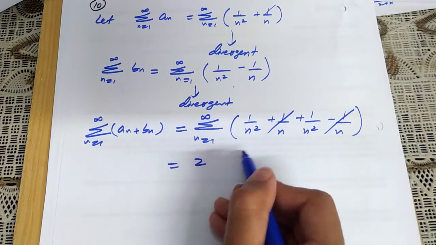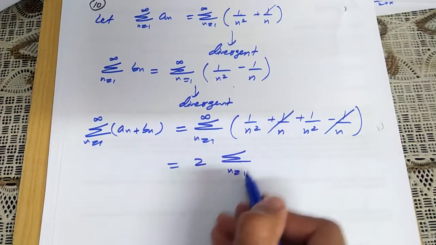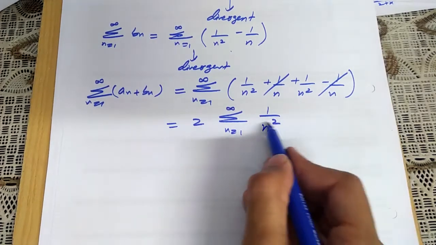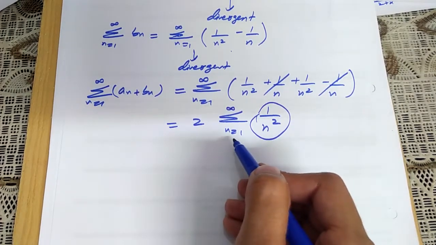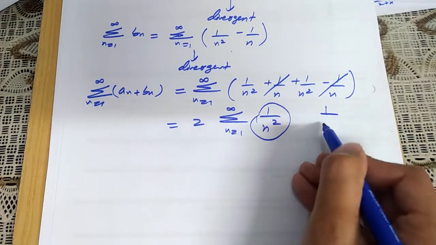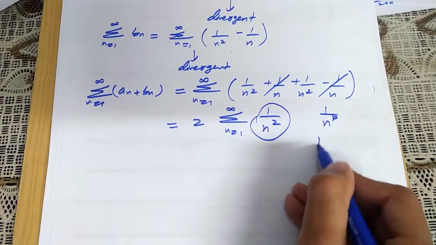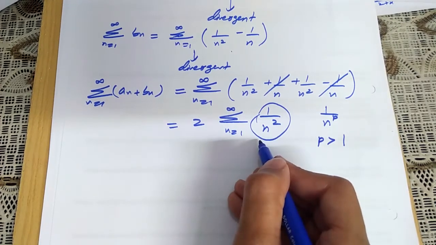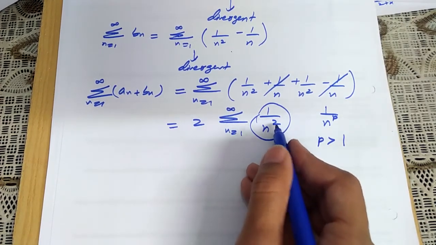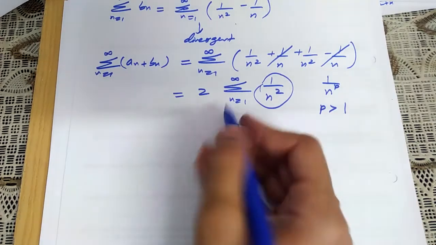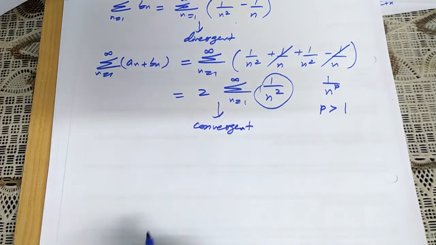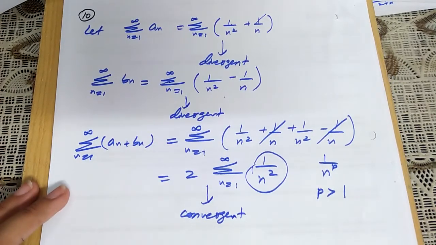So you will be left with 2 into summation n equals 1 to infinity 1 over n square. If you observe, it is a p series. In a p series, we have 1 over n raised to power p, and if p is greater than 1, then this is a convergent series. Here p is 2, and 2 is greater than 1, so this one is a convergent series. So this is your example for question number 10.